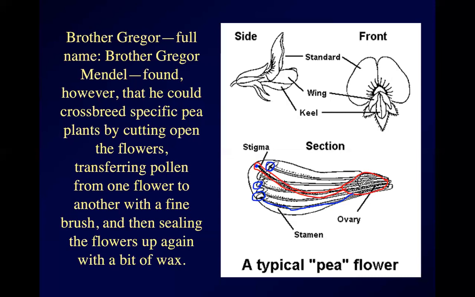But because peas have this arrangement where the sex organs are tightly wrapped up, Mendel could control exactly what plant provided the pollen to fertilize what other plants. So he could control which plants were crossbreeding with which other plants. That's probably more than you really wanted to know about flower sex, but it's important. It's important because it enabled Mendel to control what peas were crossbreeding with what other pea plants.